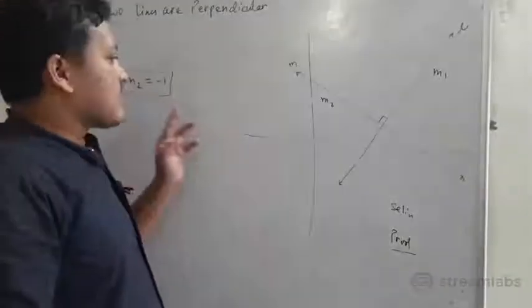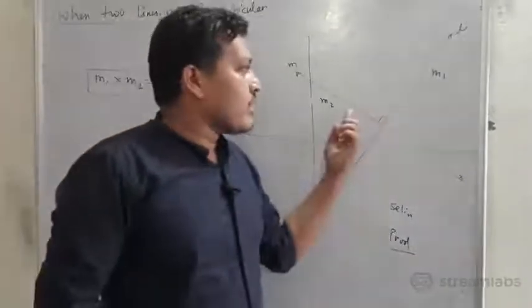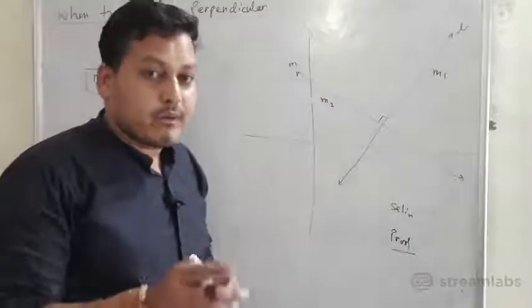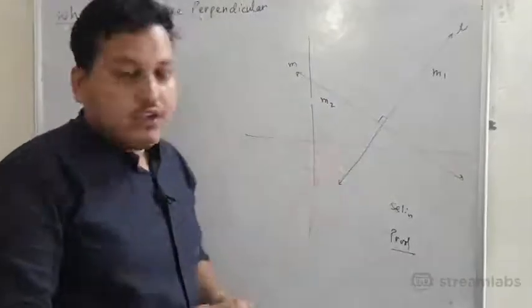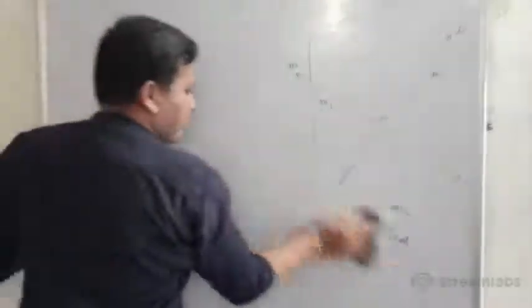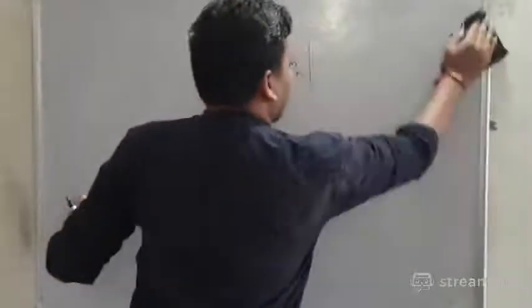So this is the relation when two lines are perpendicular: the product of their slopes, M1 into M2, is equal to -1. So learn these two concepts. When two lines are parallel, their slopes are equal. When two lines are perpendicular, the product of their slopes is equal to -1.